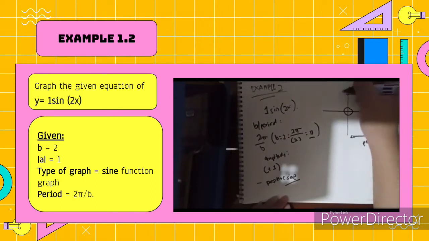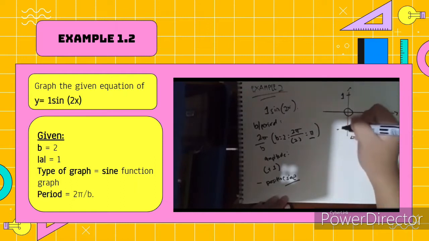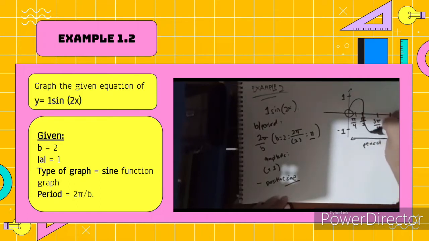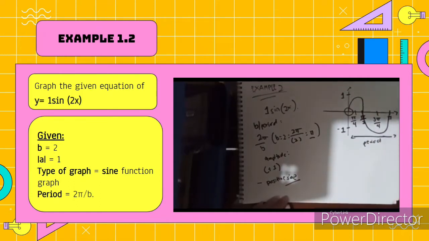By this, the graph will only have 4 parts. The end of the cycle is pi, and half of pi is pi over 2. This is the end of the first wave from the origin up to the midline. Then halfway between pi and pi over 2 is 3 pi over 4, and half of pi over 2 from the origin is pi over 4. As a result, the given equation would be graphed like this as a positive sine function.